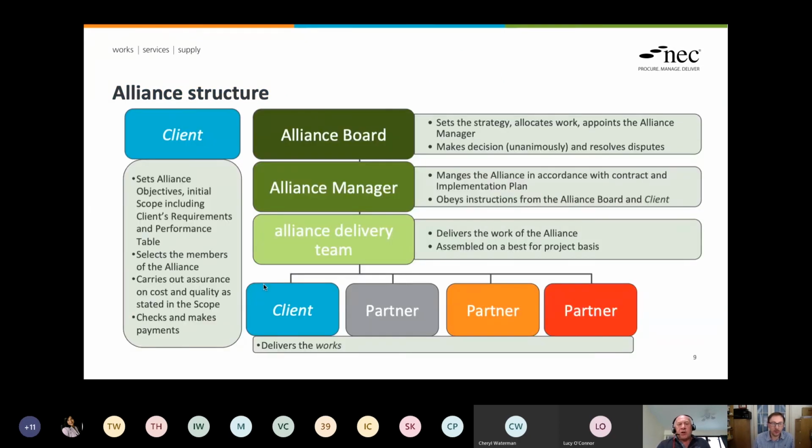So the focus is really the inner circle. In our alliance structure, the main focus, of course, is the client. Without a client, there would be no construction industry, would there? So what actually does the client want? What is the client looking for here? The client will be setting the objectives for the alliance and the initial scope, including what they want out of it, and perhaps a performance table.